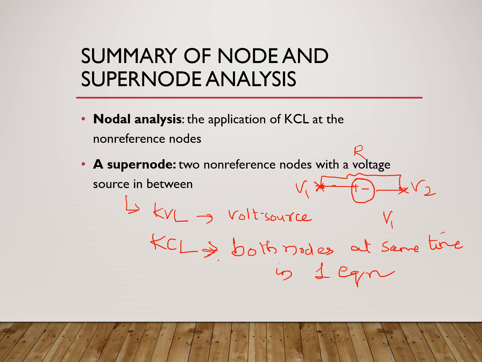So there is only one equation which you are going to be writing for KCL, which considers both V1 branch currents and V2 branch currents at the same time. And when you're writing that KCL, you do not consider the voltage source, obviously, and if there is a resistance parallel to it, that is also ignored while you're writing the KCL. Right. So this is a summary of node and supernode analysis.